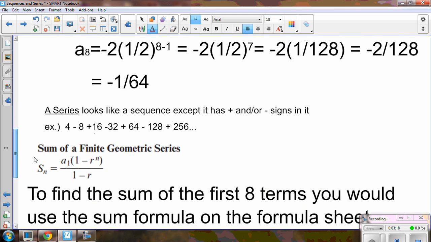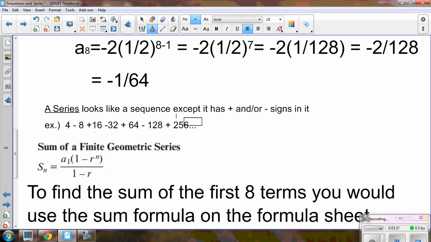Moving on, a series looks like a sequence. I didn't mention this in the last video, but it's important to note that a series looks like a sequence, except instead of commas, it has plus and or minus signs in it. So here I gave you one with both. This is alternating. We have 4, negative 8, positive 16, negative 32, plus 64, minus 128, plus 256. So this would have a common ratio of negative 2 each time. And then you would recognize that it's geometric, and your ratio would be negative 2. But this is a series and not a sequence because it has addition and subtraction and not commas.